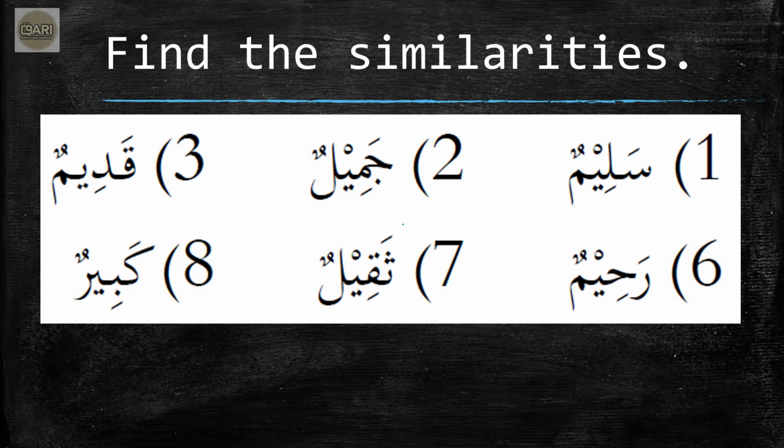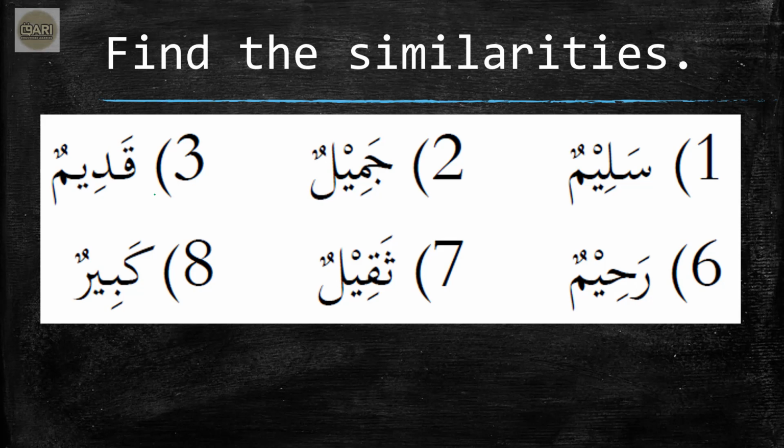So here are our words. We want to pronounce them each. We'll start from 1, 2, 3, and then we'll go 6, 7, 8. This was copied from your vocabulary list located in the middle, I want to say, of your book. So we have Salim, Jamil, Qadim, Rahim, Thaqil, and Kabir.